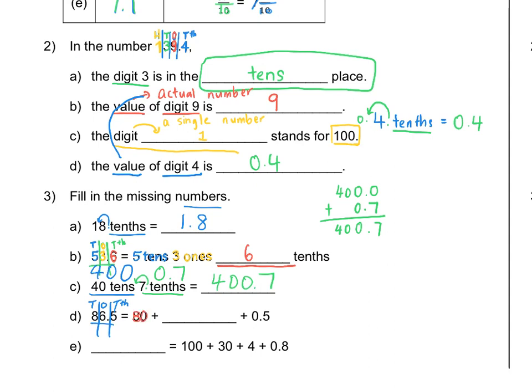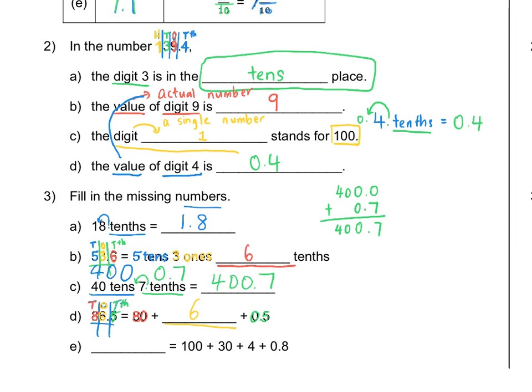80, we have over here 8 tenths. 8 tenths is indeed equal to 80. Plus a blank, which we are going to find out what it is, plus 0.5. 0.5 is equivalent to 5/10. And therefore the missing blank has to be 6/1. What is the value of 6/1? 6.